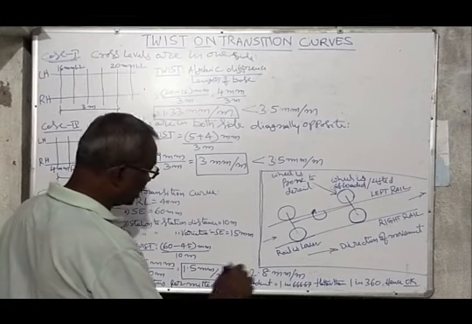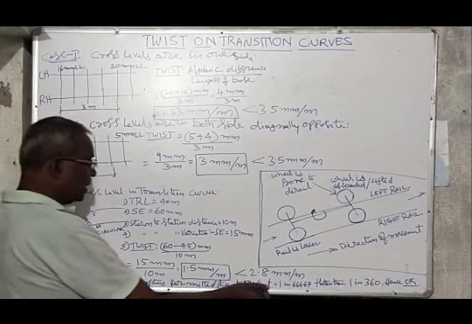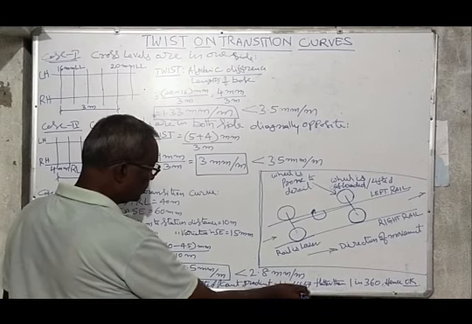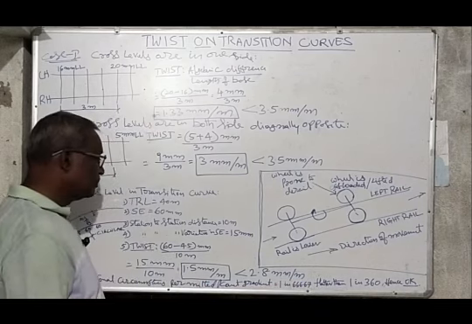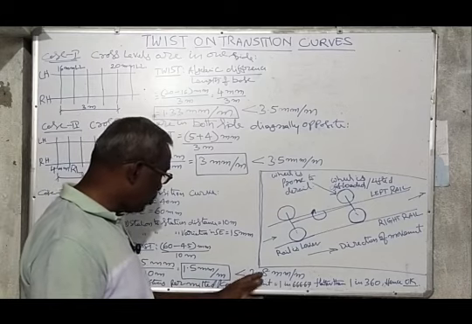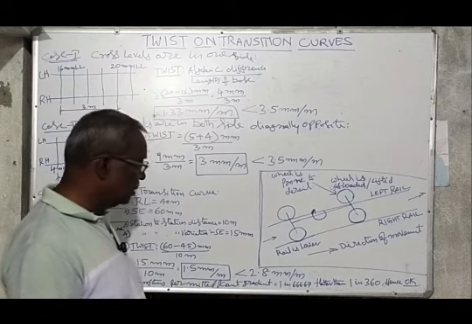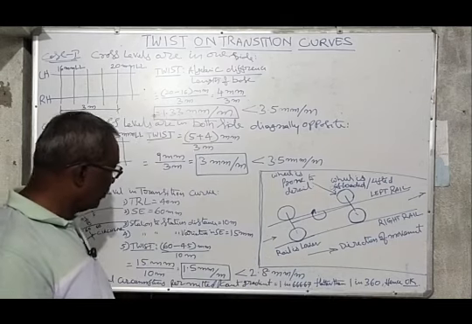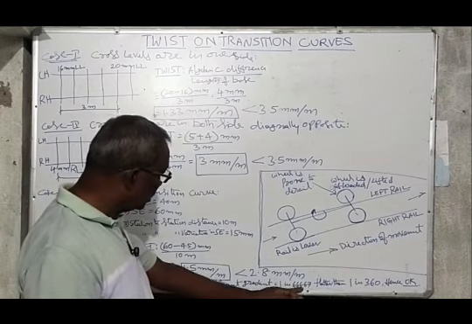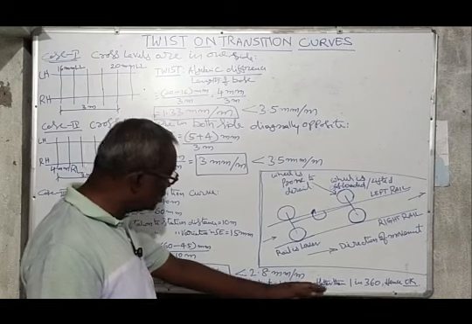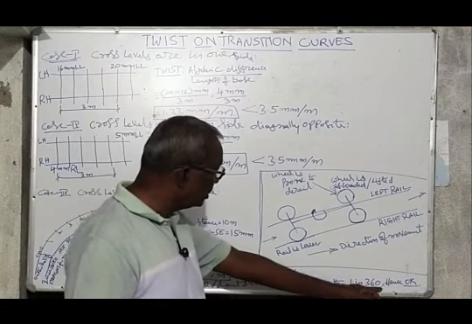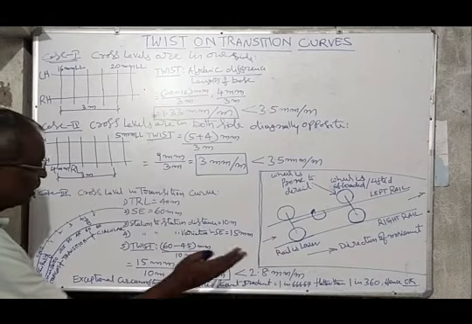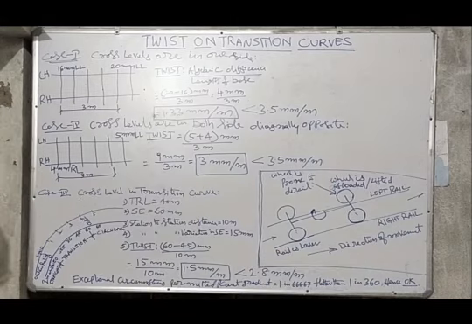After simplification, 0.0015, that is 1 in 666.67. Of course, for 2.8 mm per meter twist, cant gradient is 1 in 360. Whereas 1 in 666.67 is flatter than 1 in 360. Hence it is permitted. So this is one aspect. Then we will go to the other aspect.